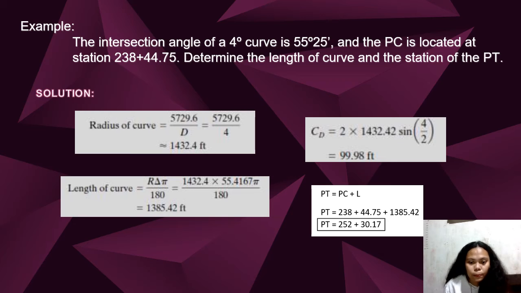Then for PT, so ang PC, i-plus na natin siya sa length of curve. So we have 238 plus 44.75 plus 1,385.42. So we will get 252 plus 30.17.